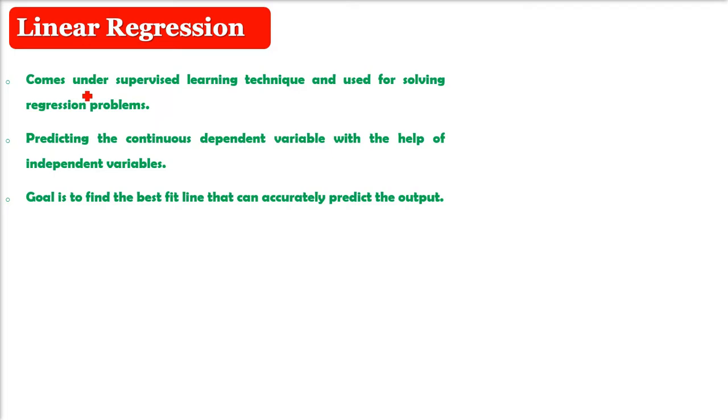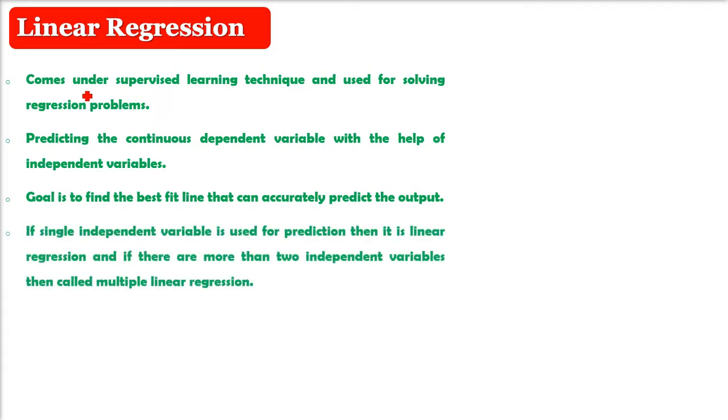the continuous dependent variable. So if a single independent variable is used for the prediction, then it is called simple linear regression. If there are more than two independent variables, then such regression is called multiple linear regression.